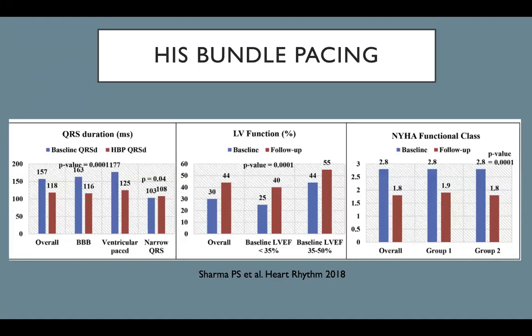And if you look at people with bundle branch block, they have a little higher average baseline QRS duration, and they drop down to 116. Again, with ventricular pacing, you don't get as impressive a drop, but it's still pretty good. It starts off at a higher value of 177, and you end up at 125 on average. All of these are very significant. They also tried pacing in normal QRSs, and there wasn't a great deal of difference.